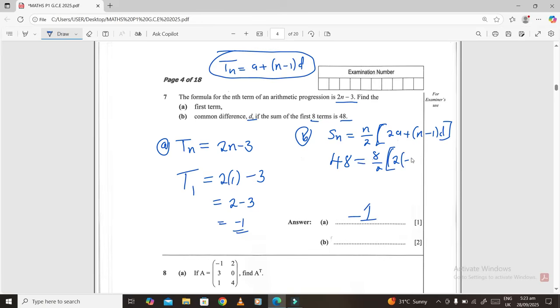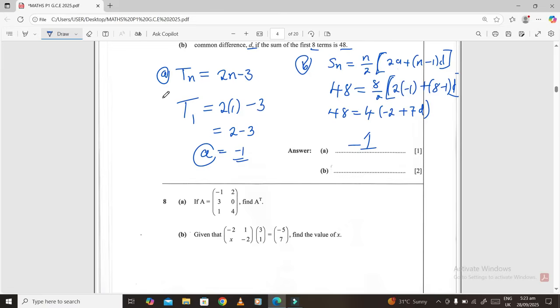For a, we just found our a, the first term, to be equal to negative 1. This is the a we found here. And then we say plus n, it's 8 minus 1, d, and close. Okay, so once we do this, we have 48 is equal to 4. When we simplify here, open bracket, negative 2 plus 7d, close. I'm running out of space, so let me do something down here.